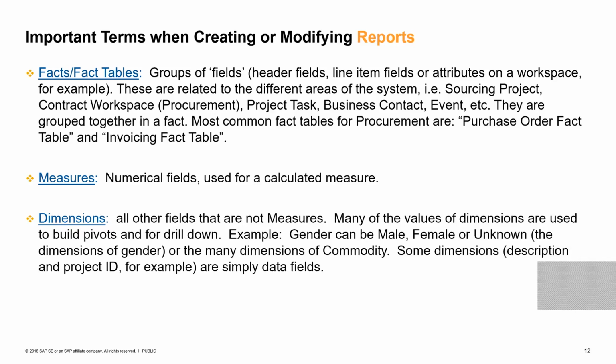Measures. There is a section when you're creating a report that requires at least one measure. They are numerical fields, and they are used for a calculated measure. We also have what we call dimensions. They are all fields, but they are not measures. You can use them to build the pivot tables or for drill down. I'm going to show some examples on the next slide, but for example, they can be gender, or commodity codes, which is one that is mostly used.